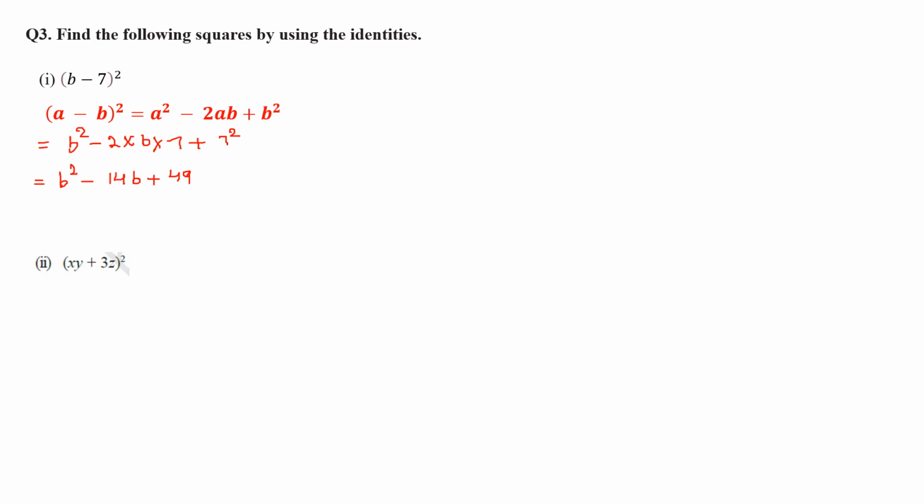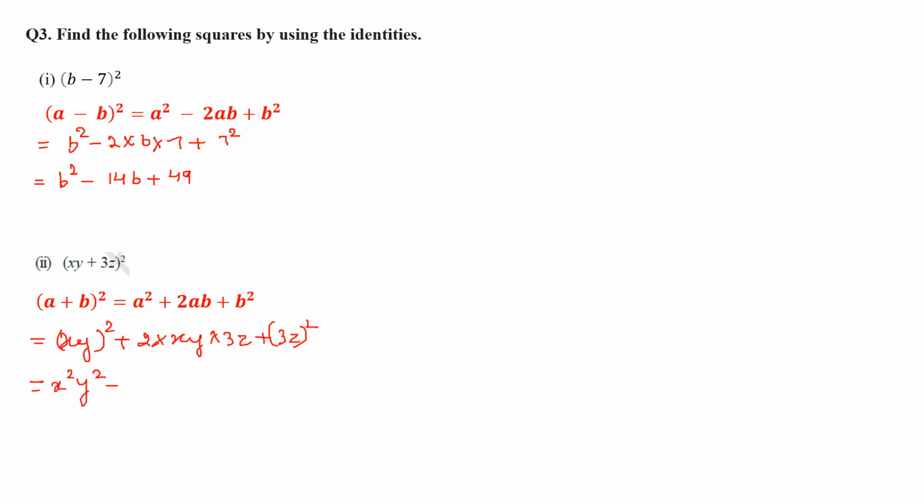The second one, xy plus 3z whole square. Now this is based on the identity. Try to recall which identity. It is a plus b whole square equal to a square plus 2ab plus b square. So it will be xy whole square plus 2 into xy into 3z plus 3z whole square. So xy whole square will give me x square y square, plus 2 into 3 is 6xyz, plus 3z whole square will give me 9z square.